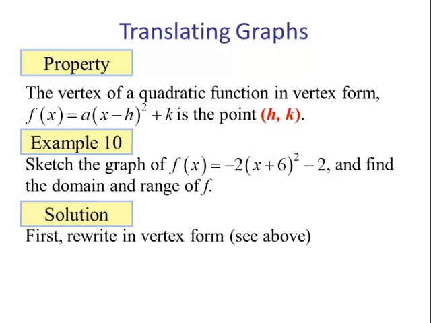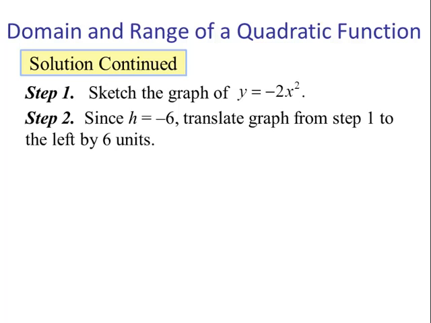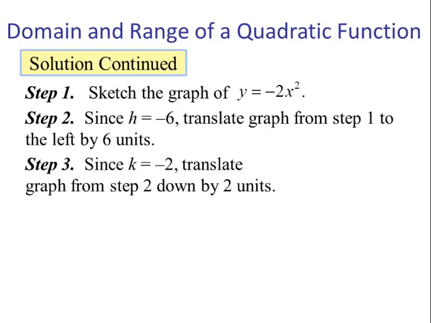Solution. If we write this in vertex form, since this is a plus 6, that means h must be negative 6. We see that k is negative 2, h is negative 6. If we sketch the graph of y equals negative 2x squared, then we translate the graph 6 units to the left because h is negative. Since k is negative 2, we translate the graph down 2 units.